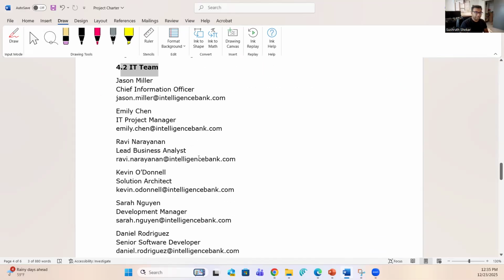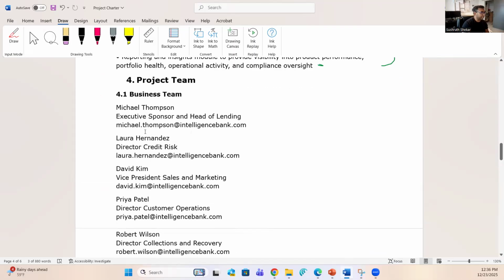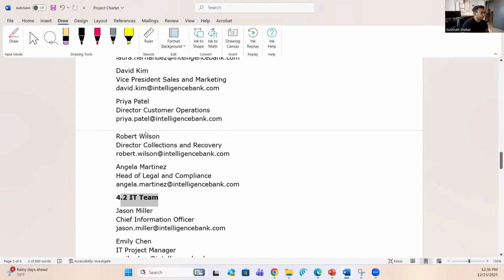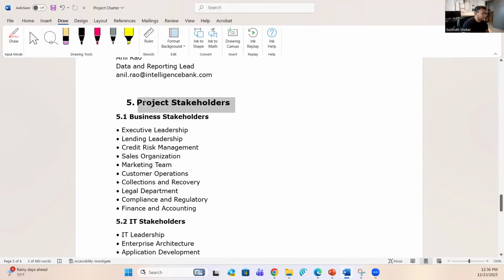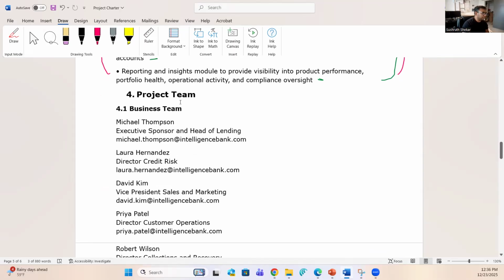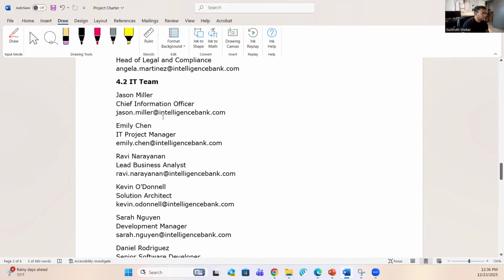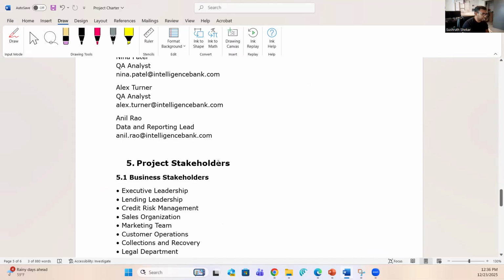Like we discussed previously, for any IT project, there need to be two broad entities: one is the business and the other is IT. So I've extensively covered the business and IT team for the project team. Next is the project stakeholders. So what's the difference between project teams and project stakeholders?